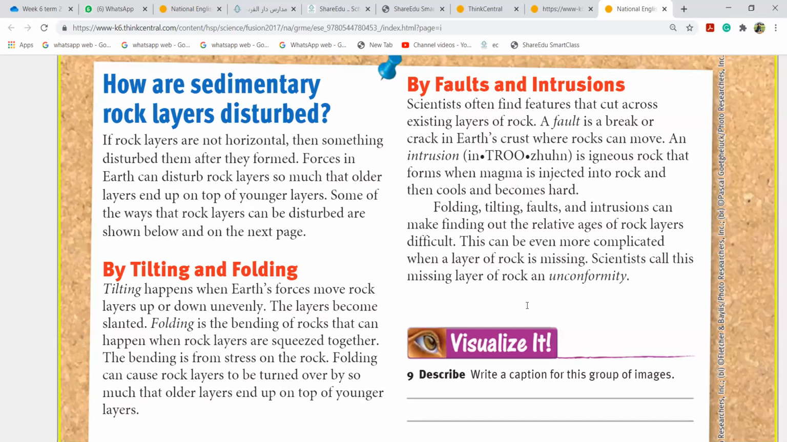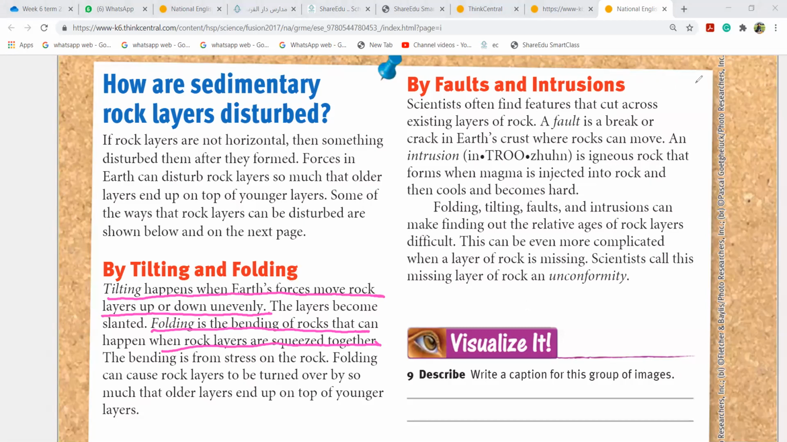Tilting happens when Earth's forces move rock layers up or down unevenly, for example by an earthquake or some other disaster. When does this tilting happen? When Earth's surface forces move rock layers up or down unevenly. The layers become slanted. Folding is the bending of rocks. That can happen when the rock layers are squeezed together, maybe because of stress or an earthquake.